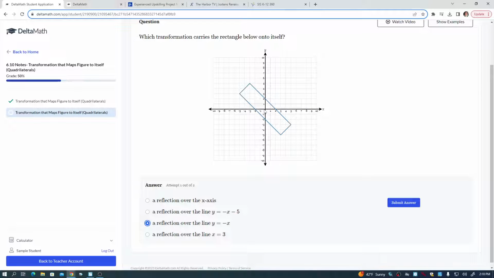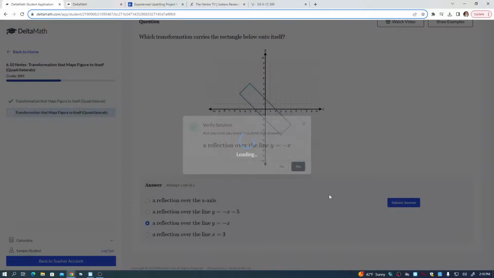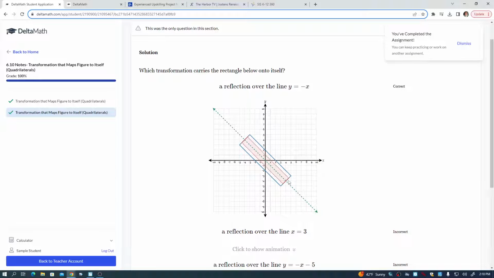y equals -x is going through the origin and goes down one, right one. So it would go right through the center of this rectangle. And so yeah, it's going to have symmetry over that diagonal line. And so you can see here that it's flipping over the line y equals -x.